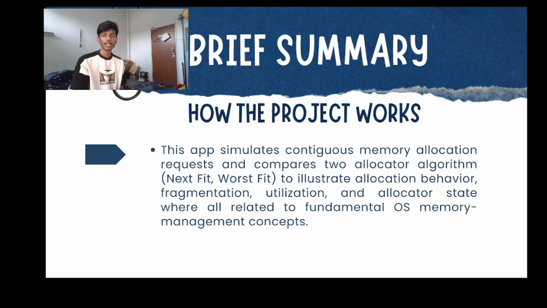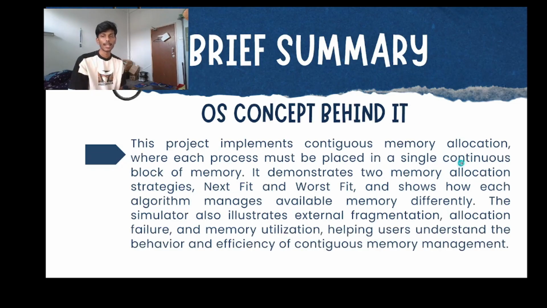Now, let's look at the operating system concept behind it. The project demonstrates contiguous memory allocation, where each process must be placed in one continuous block of memory. It implements the NextFit and WorstFit allocation strategies, while also illustrating important concepts such as external fragmentation, allocation failure, and memory utilization. This helps users understand how different allocation algorithms affect memory management efficiency in the real world.